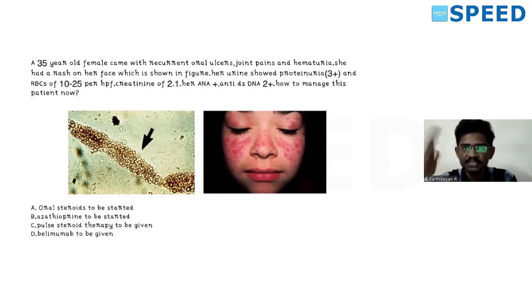4 plus 2, 6 points gain in SLICC criteria. So the diagnosis is systemic lupus erythematosus. Okay, but they have not asked what you should do in this situation. So for this, you should know the medical emergencies in SLE. Now let's see what is happening in this patient.